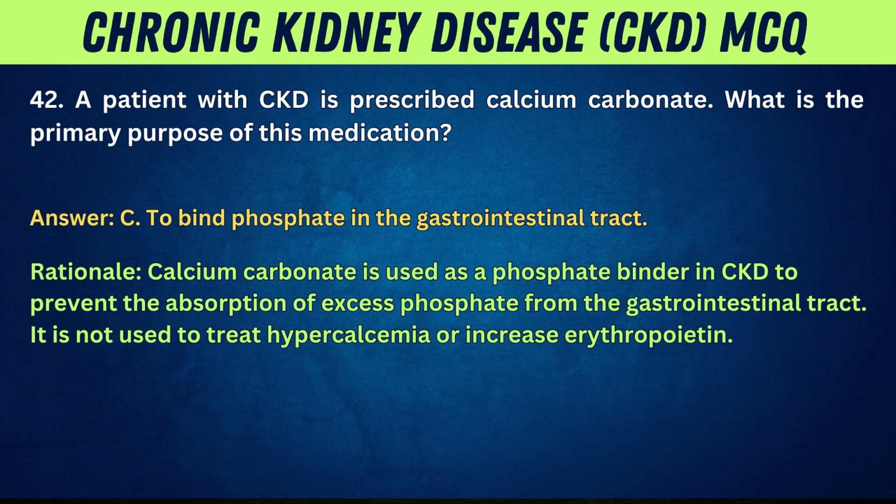Rationale: calcium carbonate is used as a phosphate binder in CKD to prevent the absorption of excess phosphate from the gastrointestinal tract. It is not used to treat hypercalcemia or increase erythropoietin.